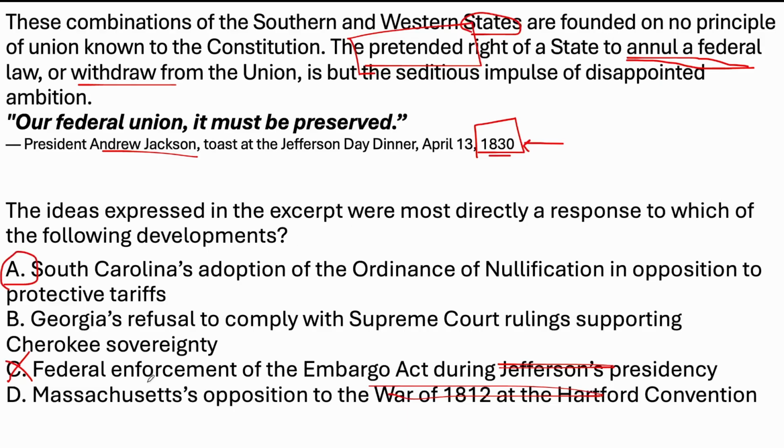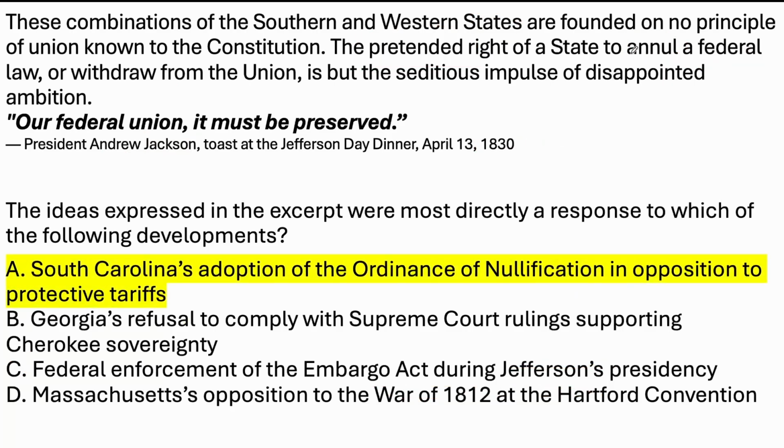But let's see why B is incorrect. Georgia's refusal to comply with Supreme Court rulings supporting Cherokee sovereignty. This is during the Jackson presidency, so it is possible that it could have happened, but it is not the most correct answer because we have the language in the answer and in the prompt, so it's important to look at that. And the answer is, of course, A.